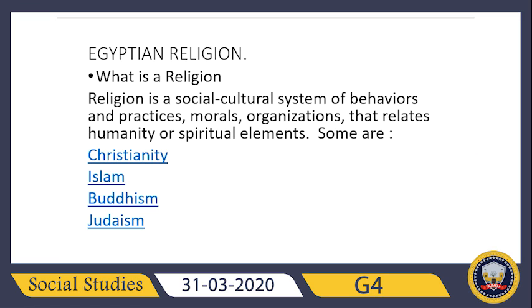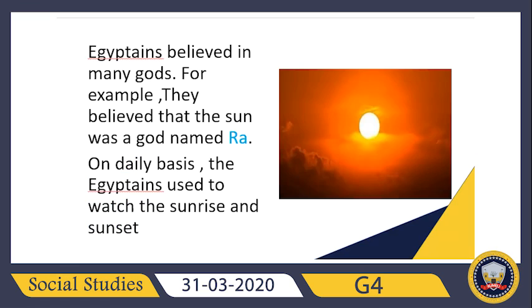So we're still talking about the Egyptian religion. The Egyptians believed in many gods. For example, they believed in the sun as a god named Ra. They named the god Ra. So they believed in the sun.